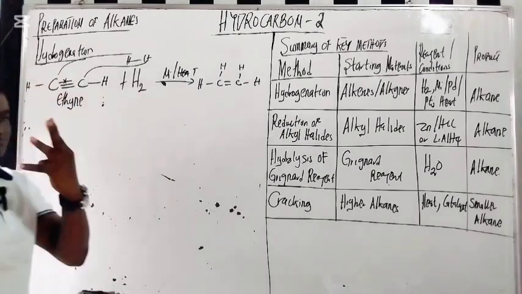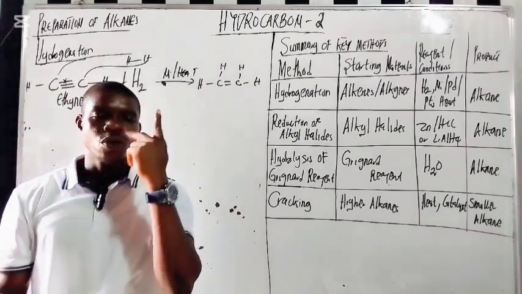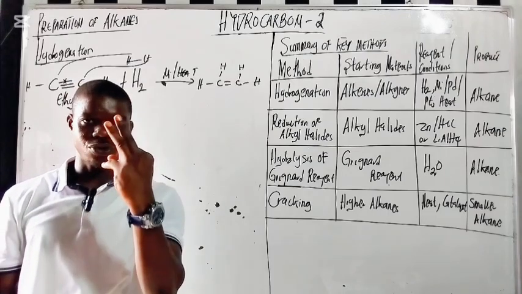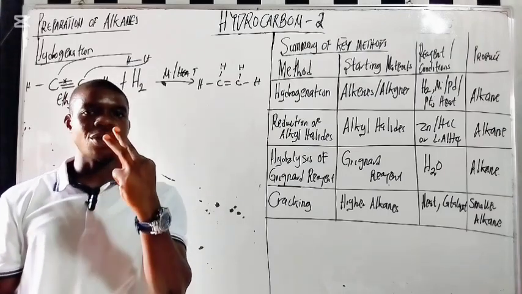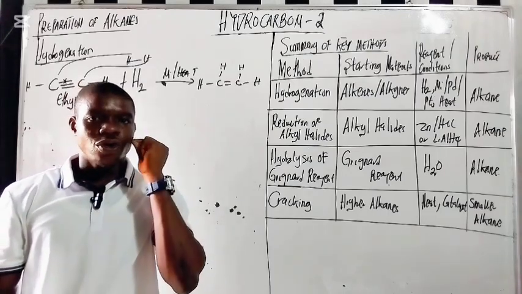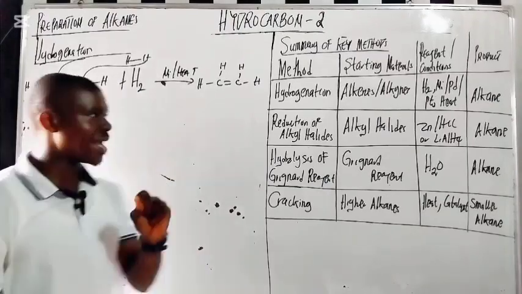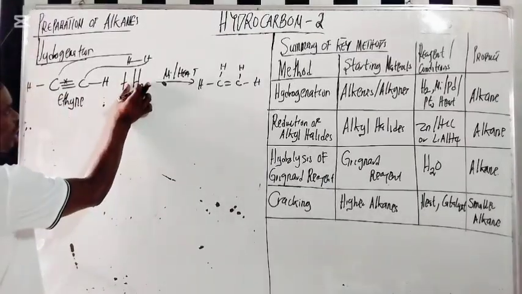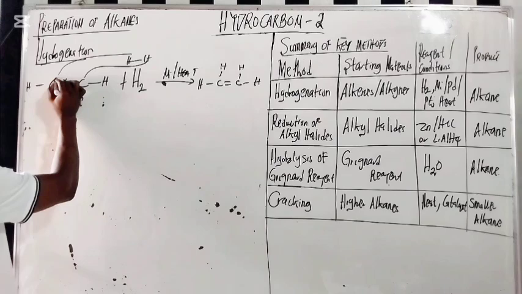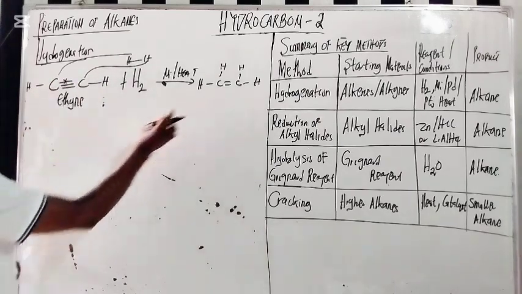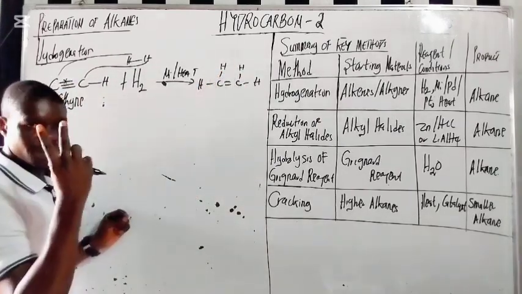Remember here we have a triple bond. This triple bond contains one sigma bond and two pi bonds. Do you understand? Once you undergo hydrogenation, it breaks the pi bond. The first hydrogen you add comes here to break the first one. You have reduced it to a double bond here, right?